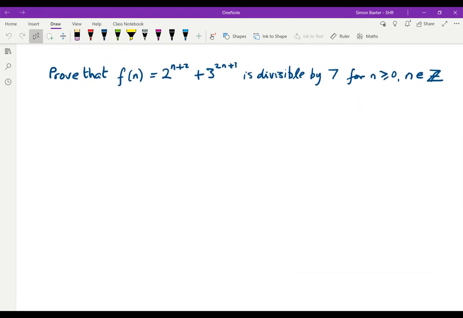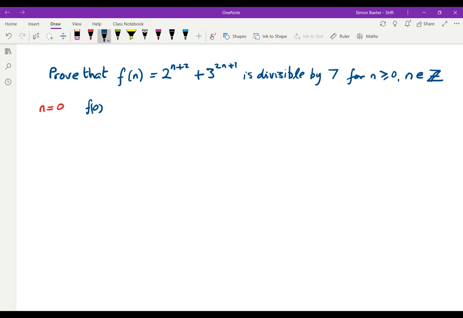Prove that f(n) equals 2 to the n plus 2, plus 3 times 2 to the power of 2n plus 1, is divisible by 7. Notice this one says start from n equals 0. We don't always have to start at n equals 1. There is always a choice. So in this case, instead of looking at n equals 1, we should be looking at n equals 0.